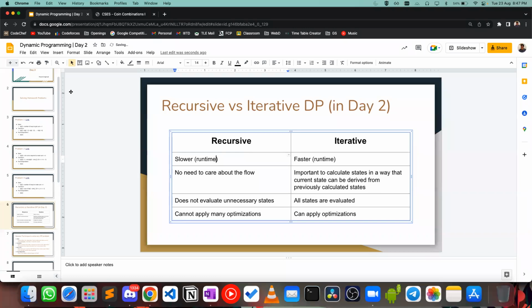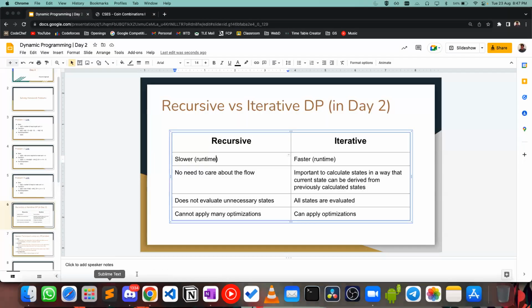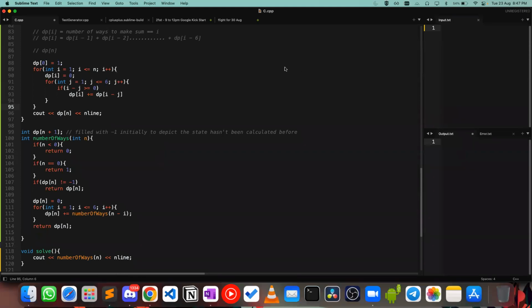Okay, now tell me one thing. Okay, people are writing no. No for what exactly? Is this part not clear? Like the iterative way would be faster than the recursive?